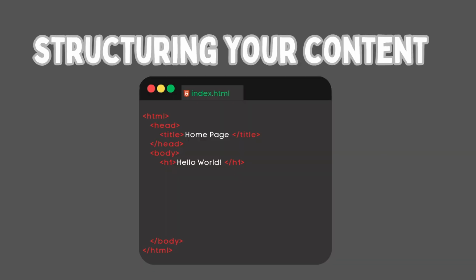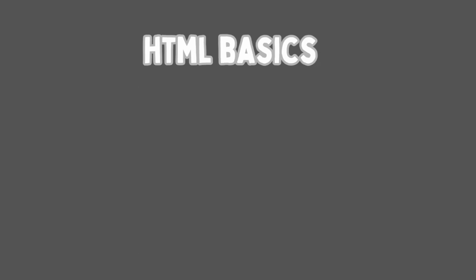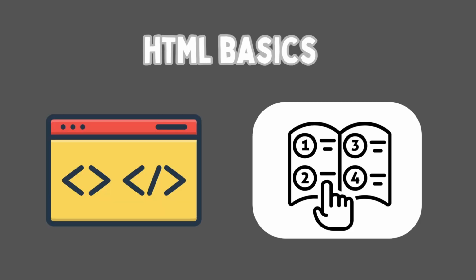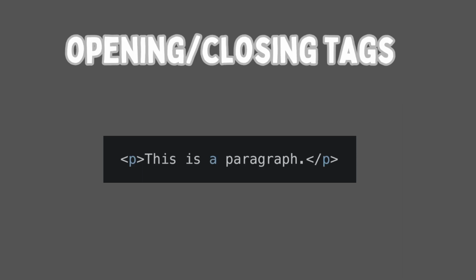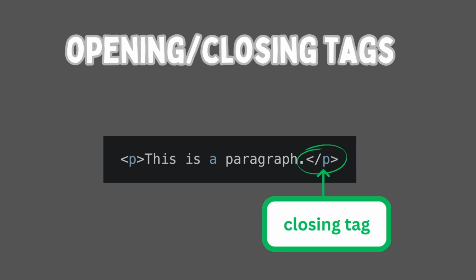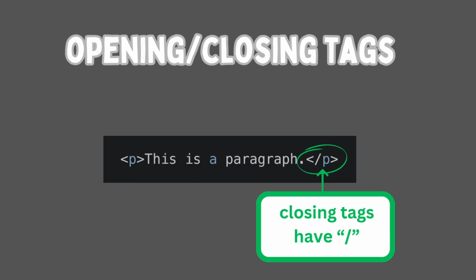Now that you know how to set up an HTML file, let's move on to structuring your content with HTML tags. Let's start with the basics of how HTML is written. HTML uses tags to mark up content. Tags are instructions that tell the browser how to display content. Most HTML elements have an opening tag and a closing tag. The opening tag looks like this, and the closing tag looks like this. The closing tag has a slash before the tag name to mark the end of that element.